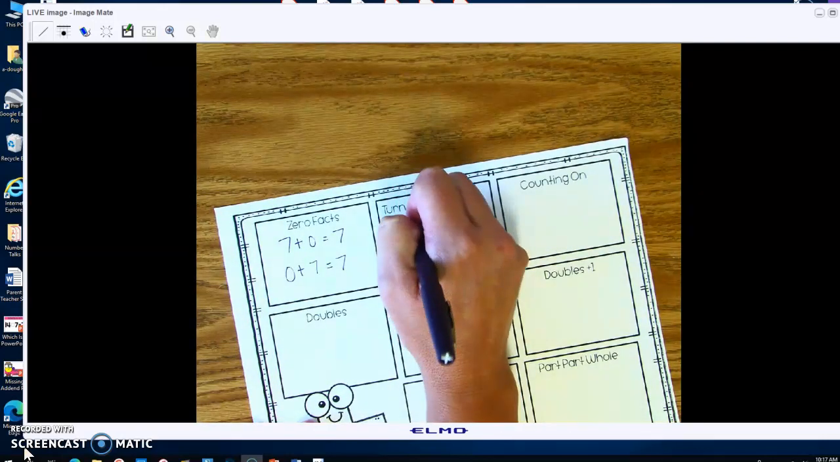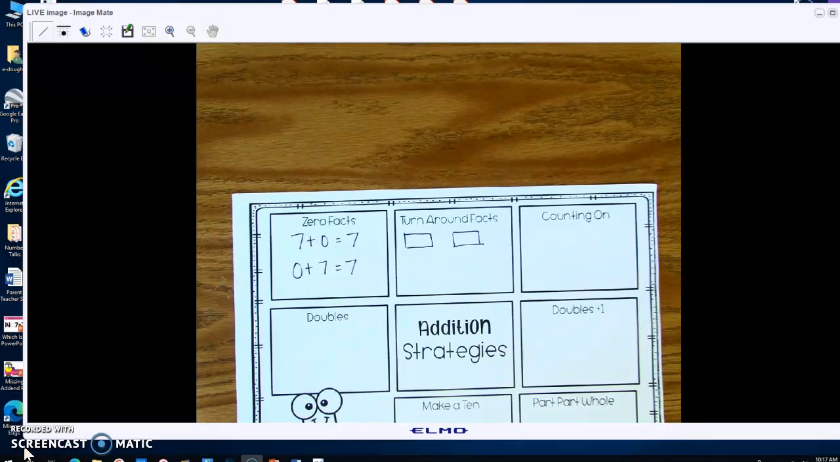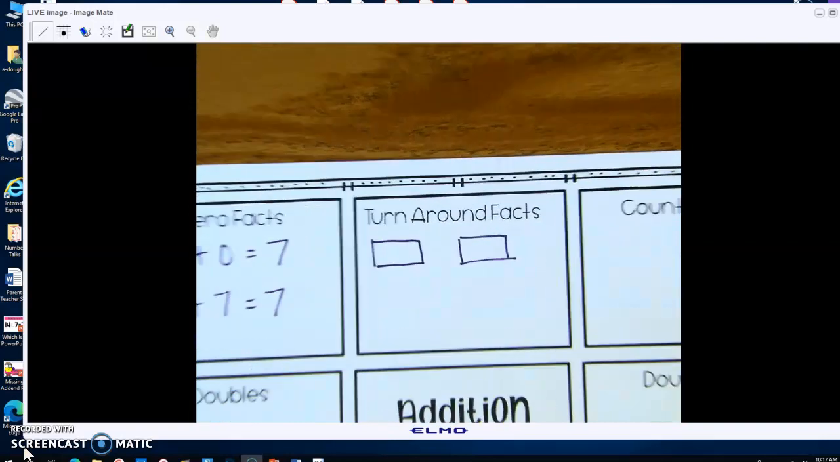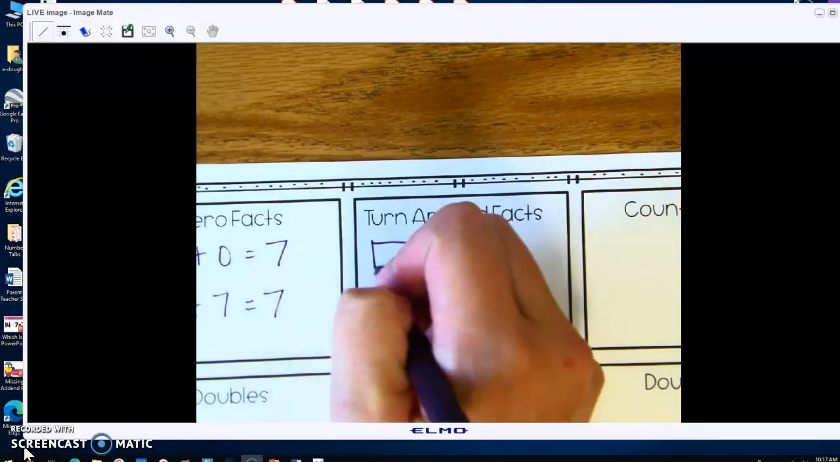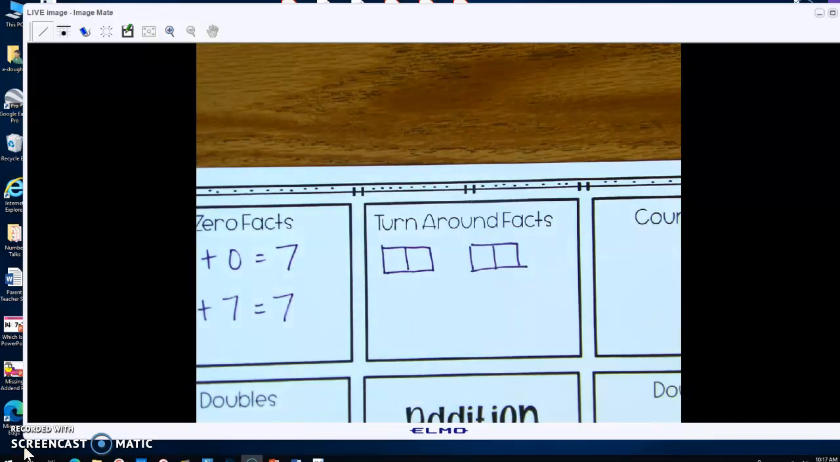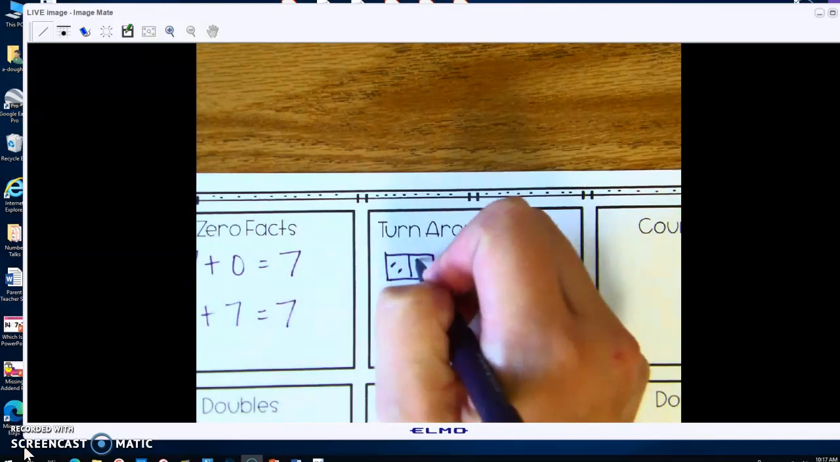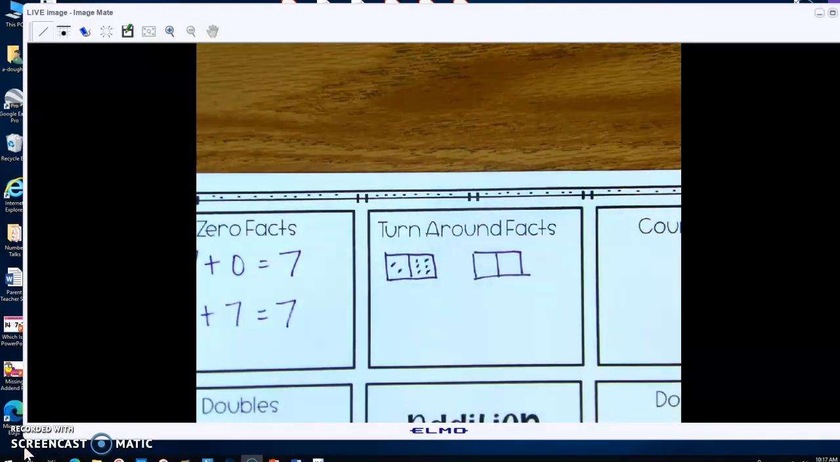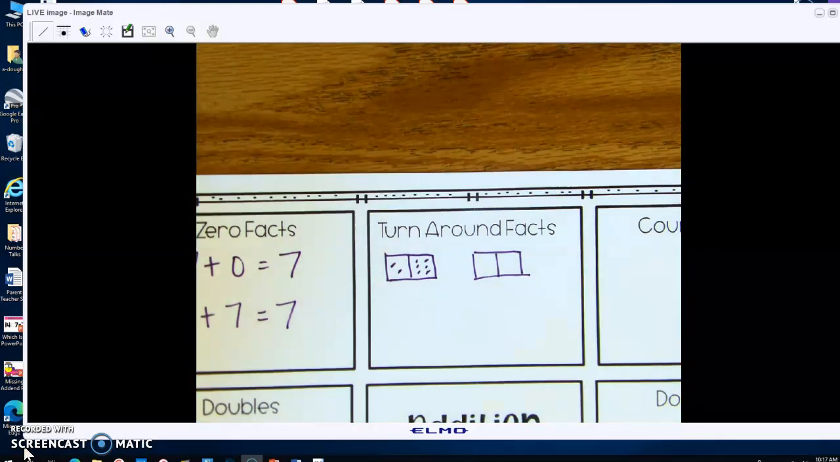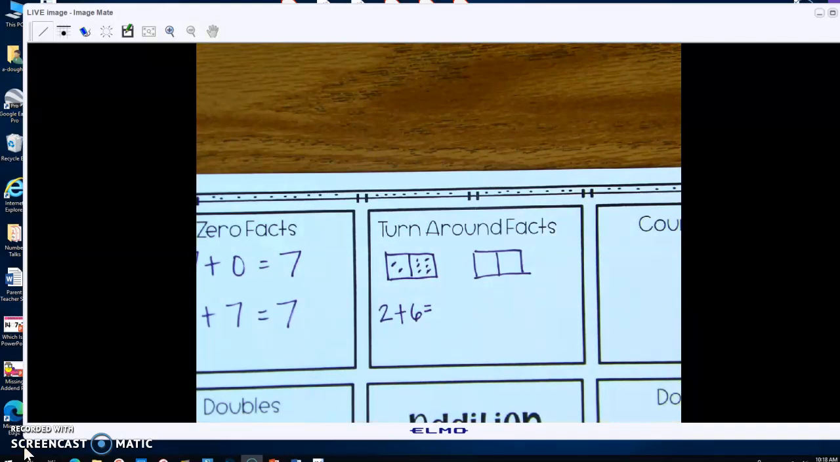Let's draw 2 dominoes. They're 2 rectangles like this. So, draw 2 rectangles. Okay, and then in a domino, there's a line in the middle. Okay, and on this domino, we have a 2 and a 6. And we can write that math fact as 2 plus 6 equals, what's 2 plus 6? 8.